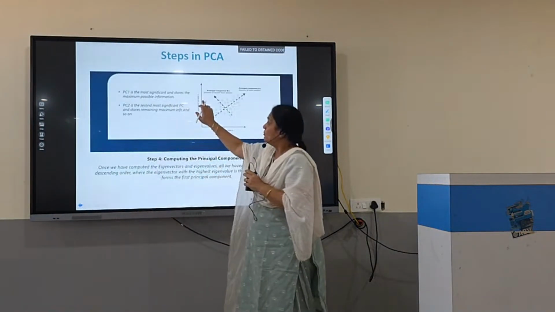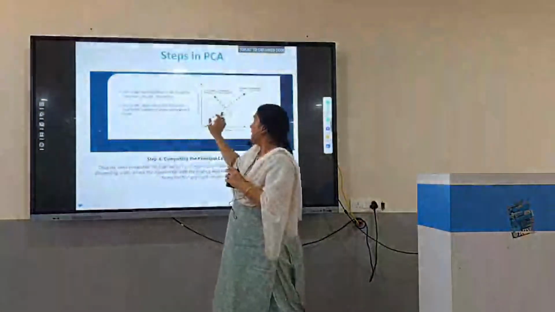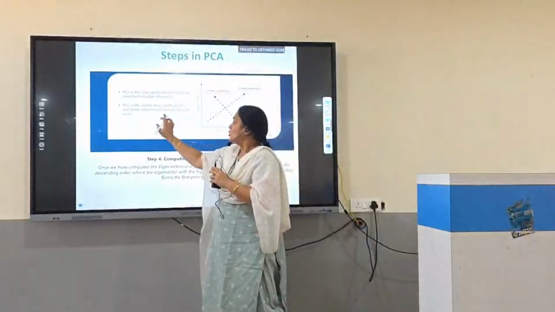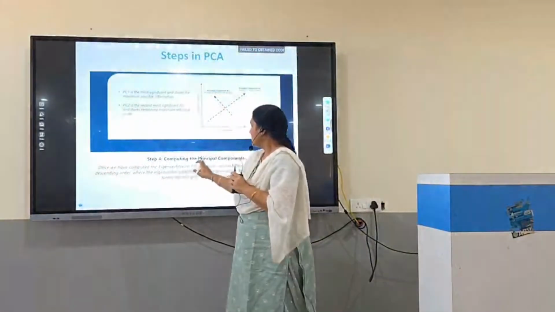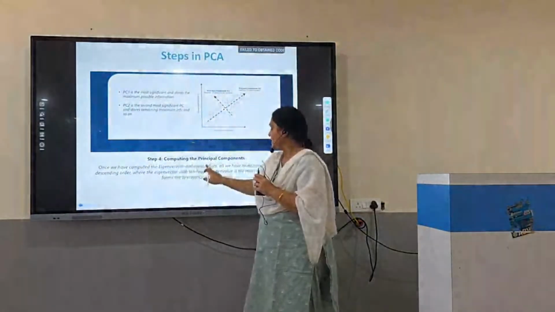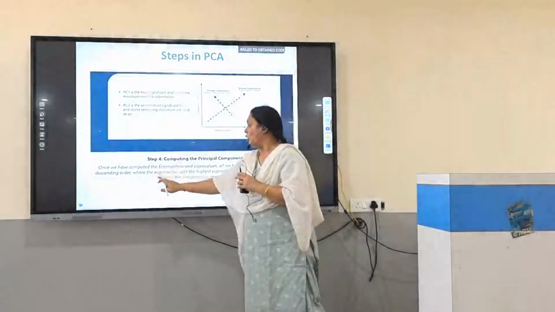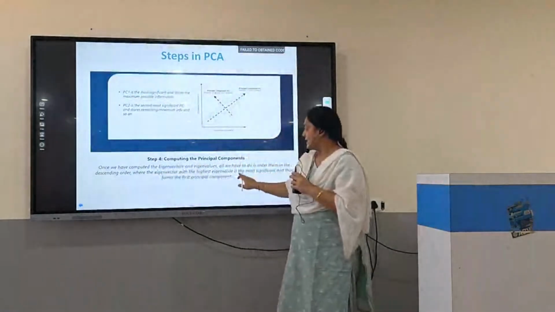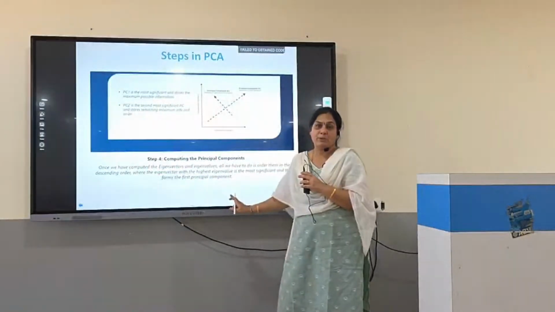Okay. PC1 is the most significant and stores the maximum possible information. PC2 is the second most significant and stores the next maximum information, and so on, right? So this is the computing. Once we have computed eigenvectors and eigenvalues, we have to order them in descending order, where the eigenvector with the highest eigenvalue is the most significant, and thus becomes the first principal component.